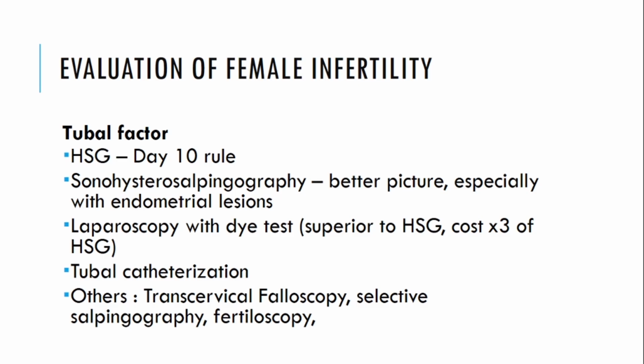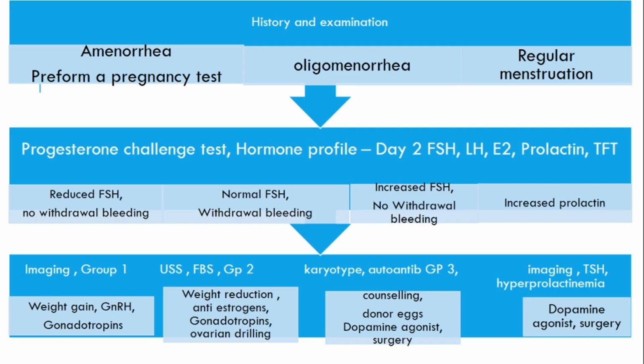Hysterolaparoscopy plus dye test is also very good. Some literature will say that it is superior to HSG. Most of the literature will say that they are complementary. Tubal catheterization can be done, and of course, it can be used as a form of treatment too. Other tubal factor evaluations are transcervical falloscopy, selective salpingography, and fertiloscopy.